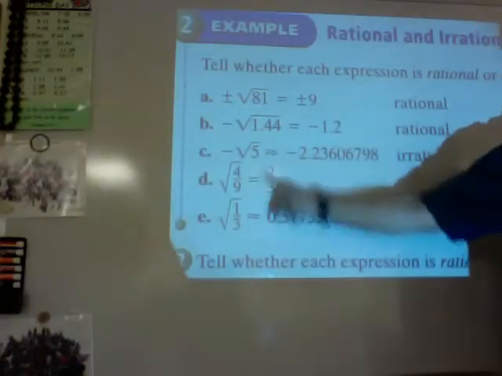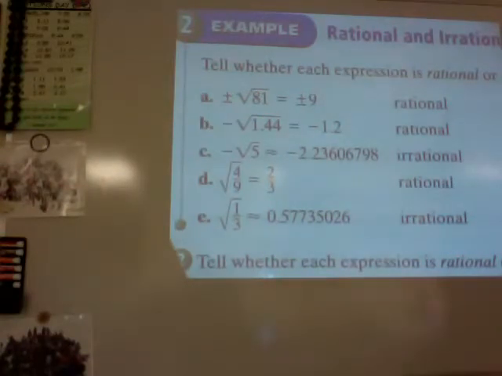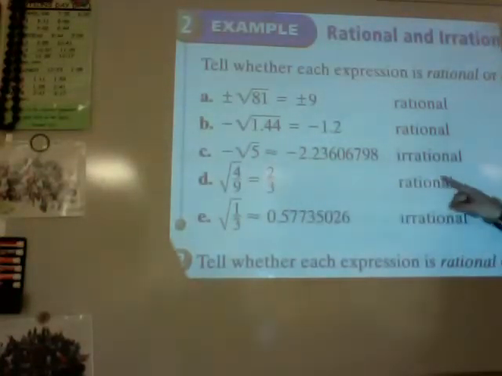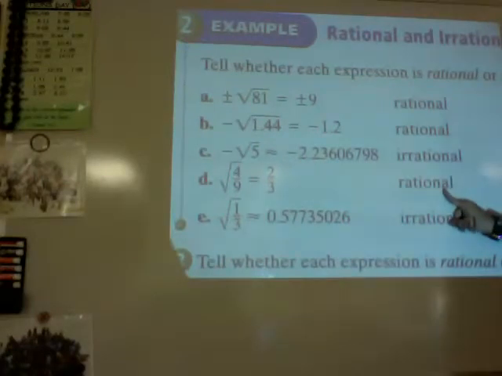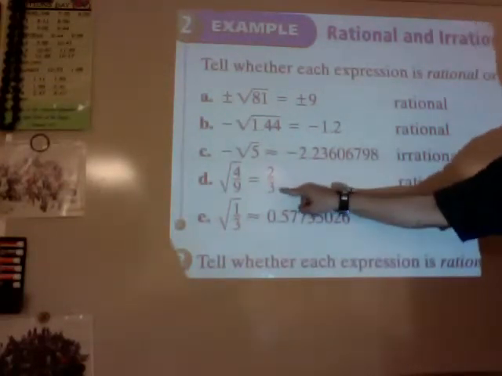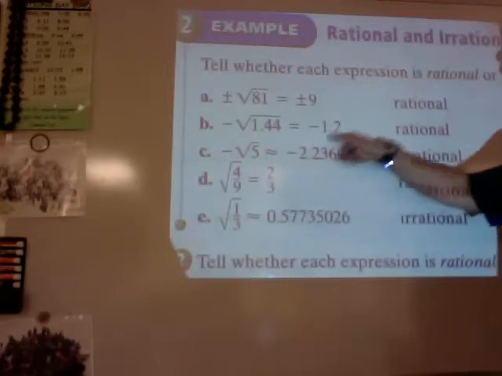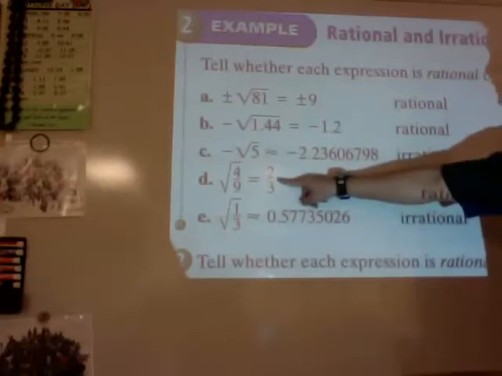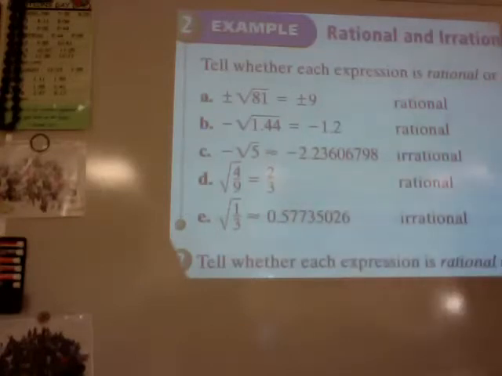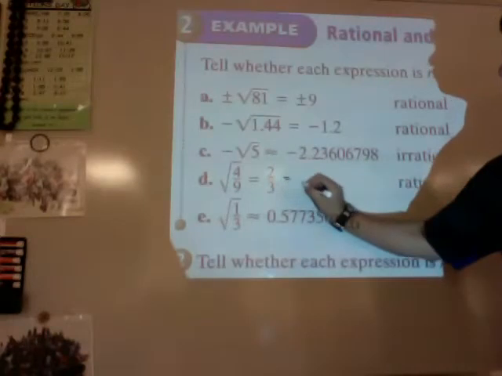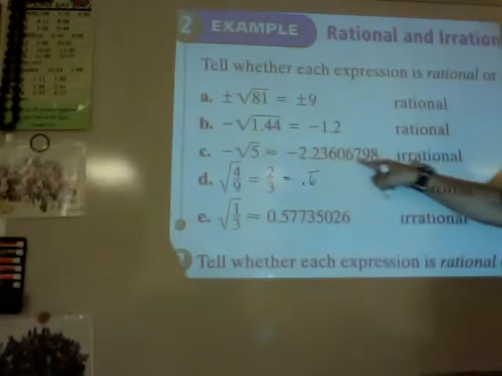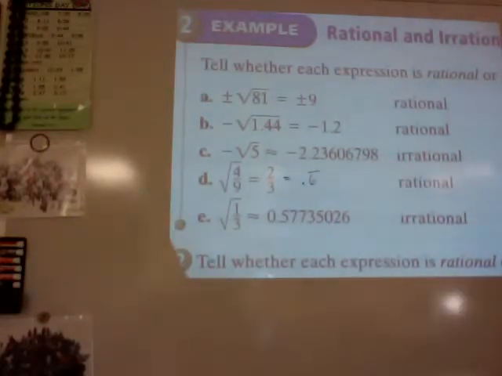But 5 is not a perfect square. So you can see the negative radical 5 is going to be irrational. If you look at the square root of 4 over 9, that equals 2 over 3, that is rational. As a reminder, some of the rational numbers are fractions. If it can be written as a fraction, it is rational. Or a terminating or ending decimal, that is also rational. This could be written as 0.6 repeating. Again, a repeating decimal is also rational. It's the ones that don't end and don't repeat that are irrational numbers.